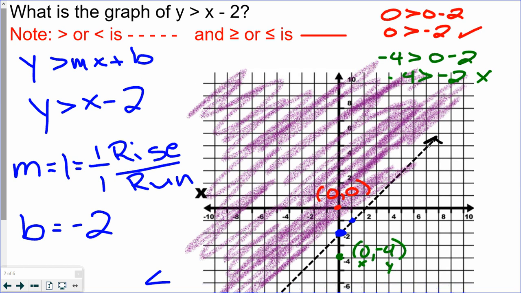Now, the reason the line is dashed is because points on the line are not solutions to the inequality. If this was a solid line, then the points on the line would be solutions.